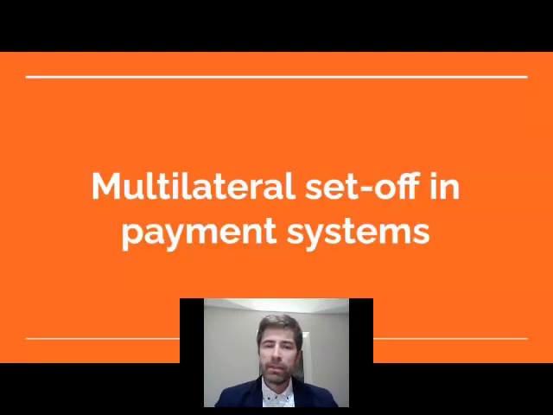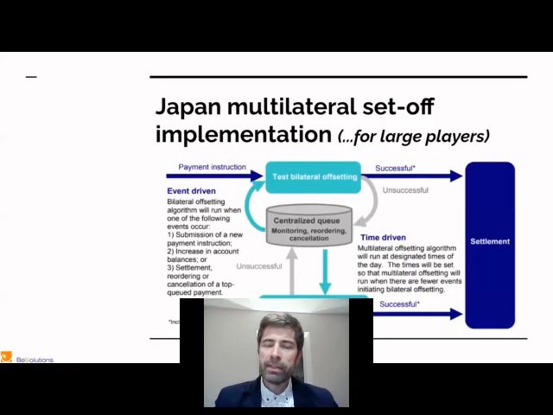So let's now look how this looks in a big system. So we have an example here from Japan. I have chosen this one because it's a very modern one. It's relatively recent. It started operating in 2015, if I remember correctly. And it is an example of a modern real-time gross settlement system that has a so-called hybrid solution. So they do everything. They do all tricks.